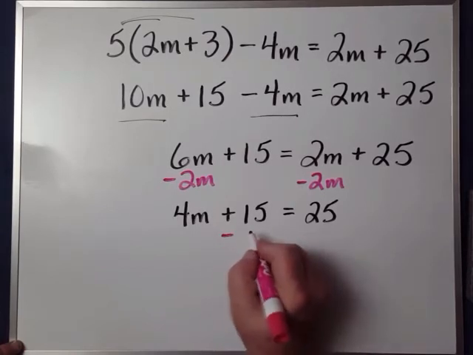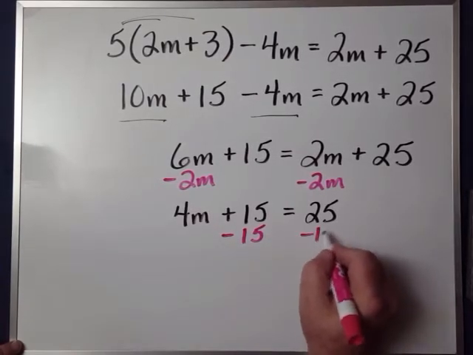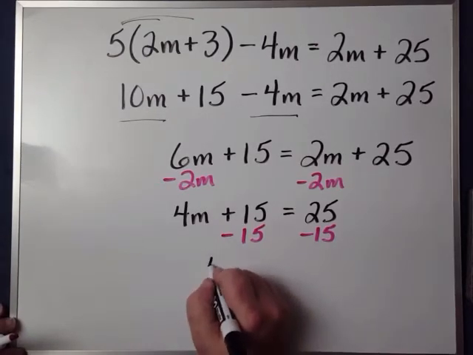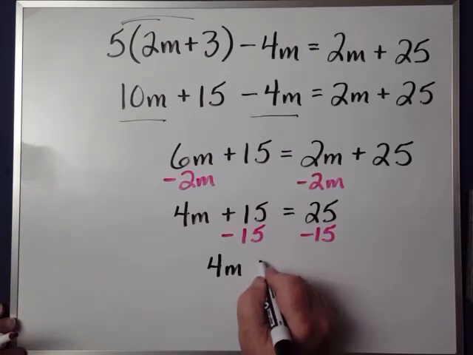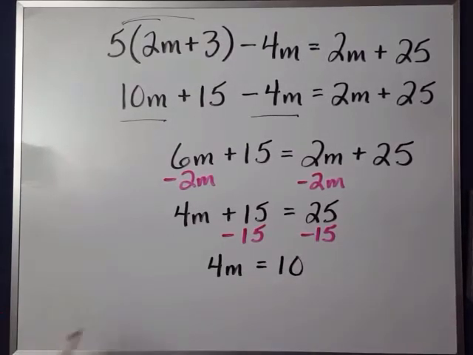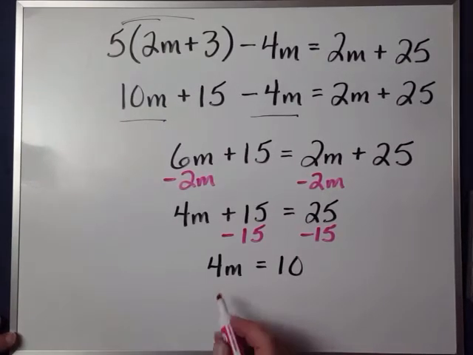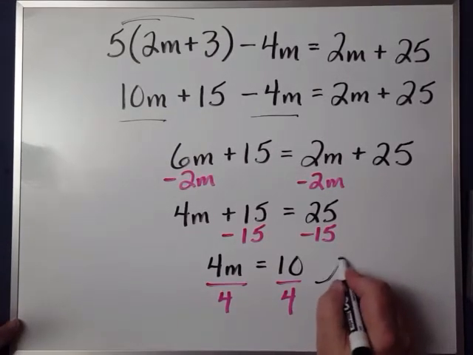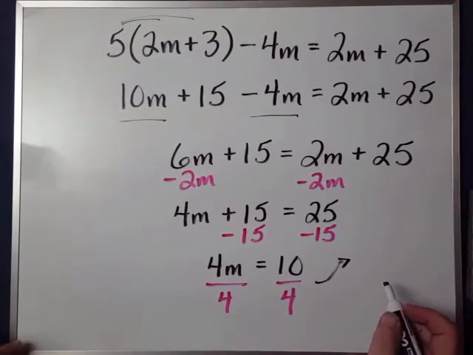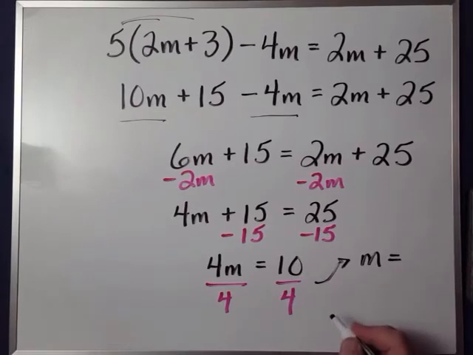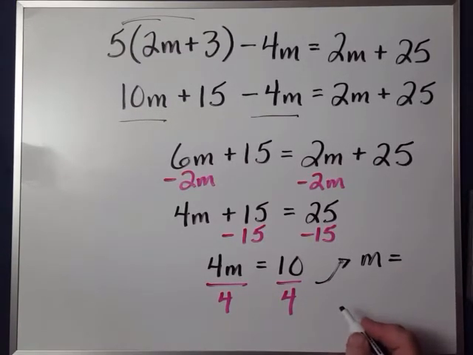Get rid of this 15. Subtract 15 from both sides. On the left, all we're left with is 4m. On the right, 25 minus 15 is 10. To get m finally by itself, divide both sides by 4. On the left-hand side, the 4's cancel to leave just m, and on the right, we have 10 divided by 4.